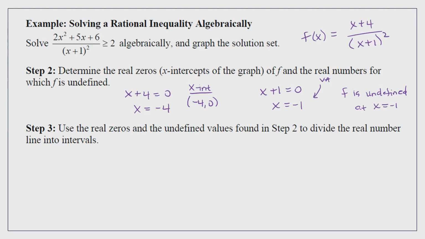Okay. So now we're going to use the real zeros and the undefined values that we found in step 2 to divide the real number line into intervals. So we have negative 4 and we have negative 1. So our intervals are going to be negative infinity to negative 4. Then we'll have negative 4 to negative 1 and negative 1 to infinity. Okay.